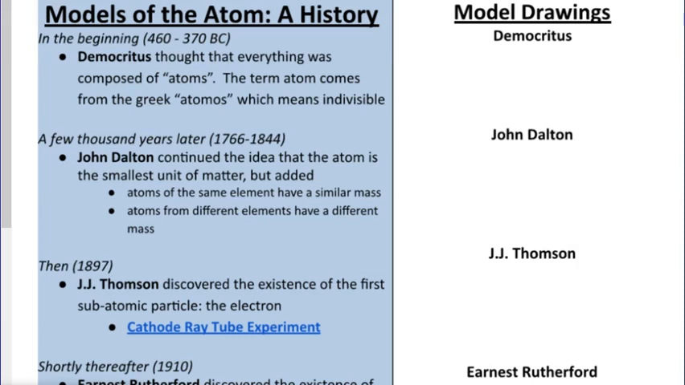Okay. So we're going to start all the way at the beginning, as all good stories do. In the years 460 to 370 BC, there was a Greek scientist. His name was Democritus, and he had this theory that everything that is made up of matter is composed of atoms. His idea was that if you take a sample of matter and you cut it down into smaller and smaller pieces, eventually you're going to get to the smallest indivisible piece. And those individual little tiny pieces he called atoms because the Greek word for indivisible is atomos.